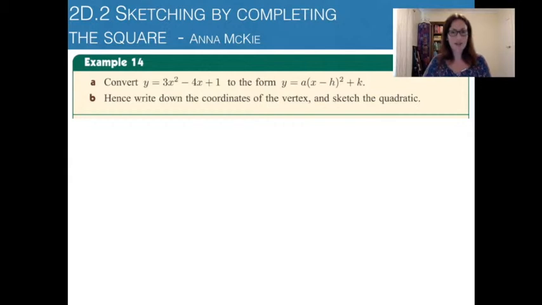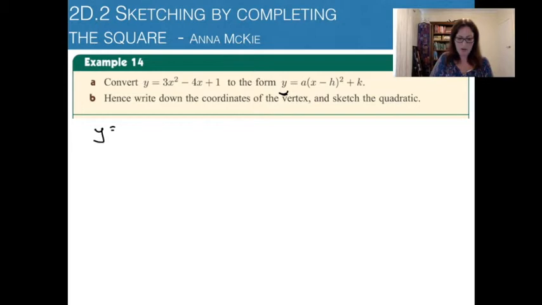Converting this quadratic to the turning point form. And how do you do that? You have to complete the square. The tricky thing about this one is that the a, the coefficient of x squared, isn't 1, it's 3. To complete the square, we need the coefficient of x squared to be 1. So you have to factorize out that 3 first of all. So let's practice doing that.